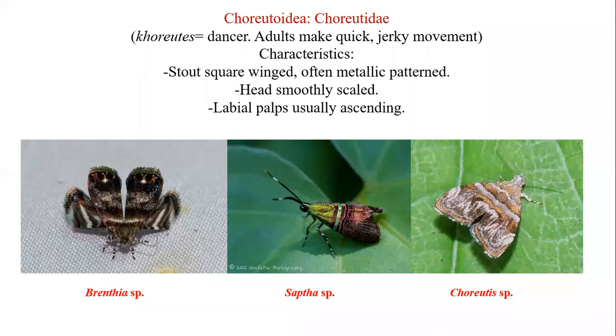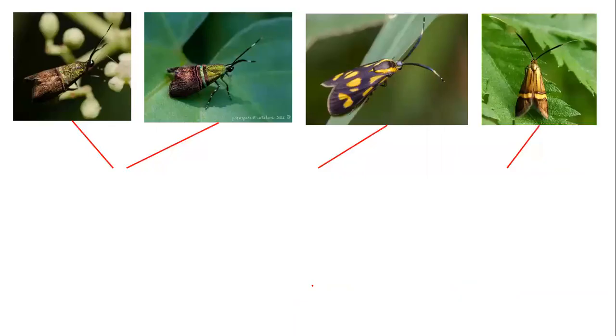You are seeing that genus Brachia, the species of this genus shows some mimicry pattern with spiders. In the other case, the species belonging to genus Saptha shows very much similarity with Adelidae and some other families. And the species belonging to genus Choreutis have actually the ideal stout squared wings. We have already said that squared wings are a characteristic for this family. Now the problem is differentiating Saptha and Adelidae as well as some zygaenid moths.